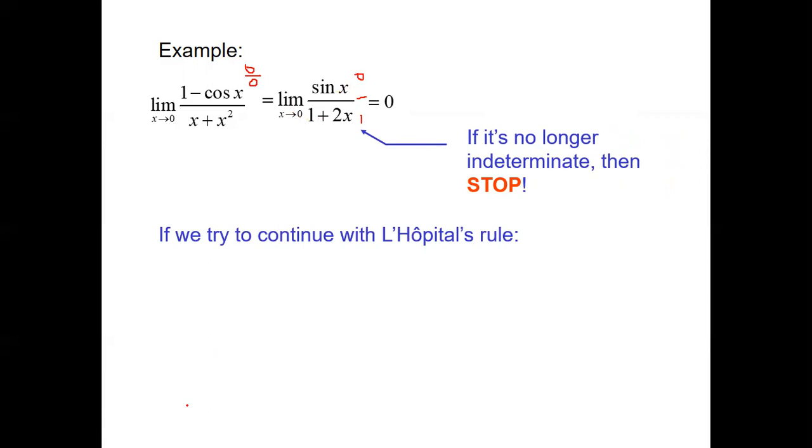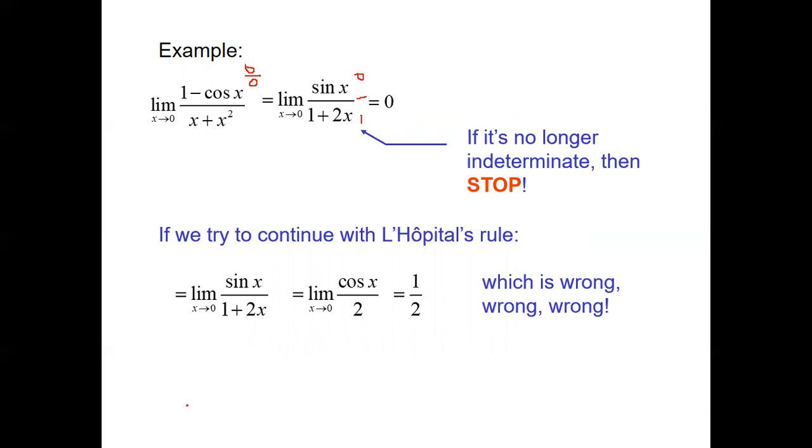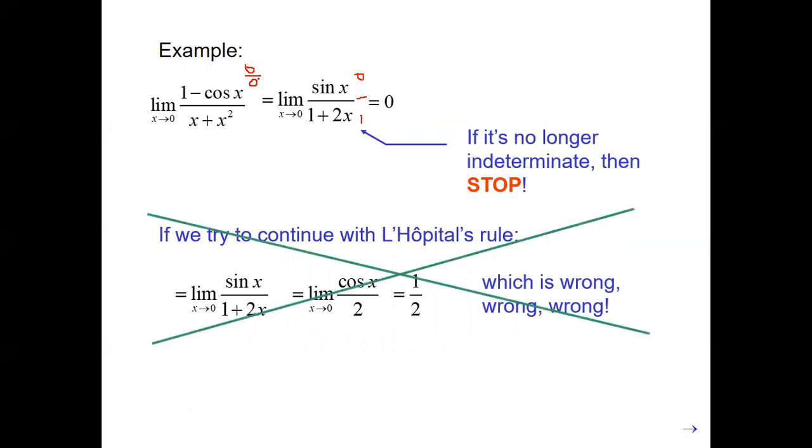But if you accidentally just kept getting L'Hopital happy and just kept going and going and going, the next step after this would have been cosine over 2 after I differentiate. And the cosine of 0 is 1, and you get a half, and that is just not right. The limit in the end should have been 0. So just make sure every single step you're checking to see, is it still indeterminate or not, before you go on to the next step.